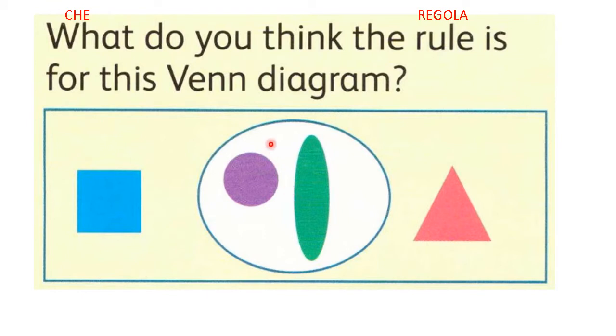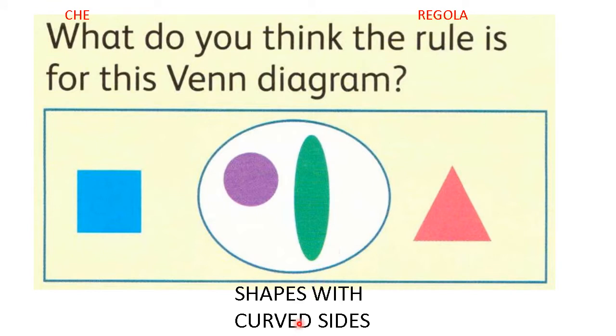What do you think the rule is for this Venn diagram? Here in the group we have a circle and an oval. So, what do you think the rule is? That's right. A circle and an oval have curved sides. A triangle and a square have straight sides, so they stay outside the group.